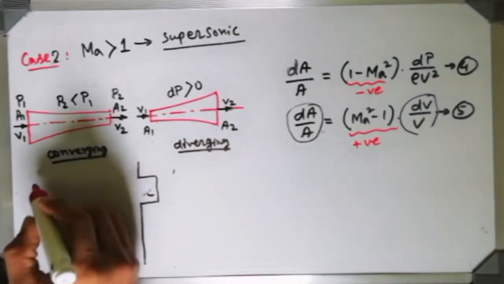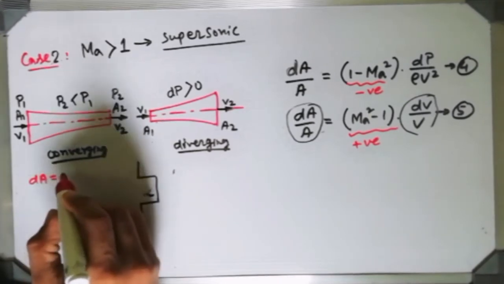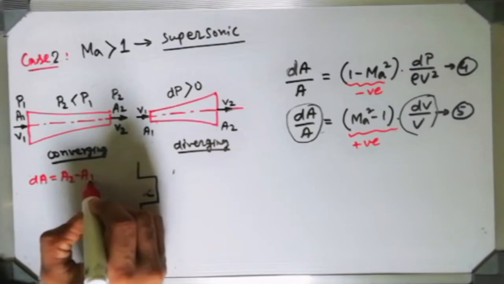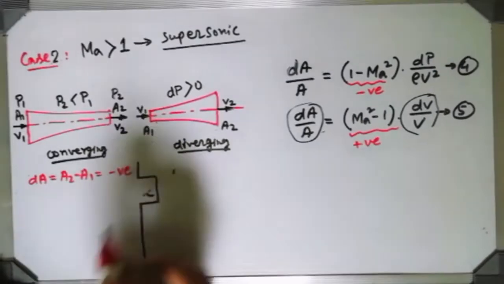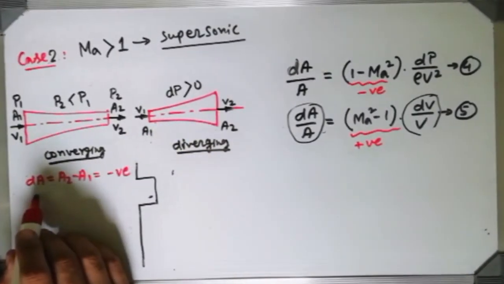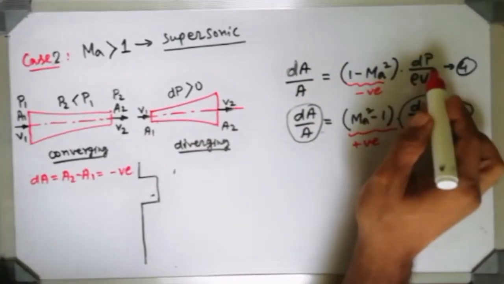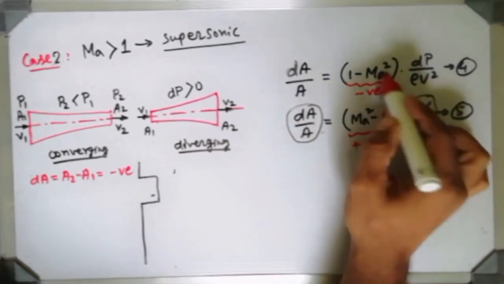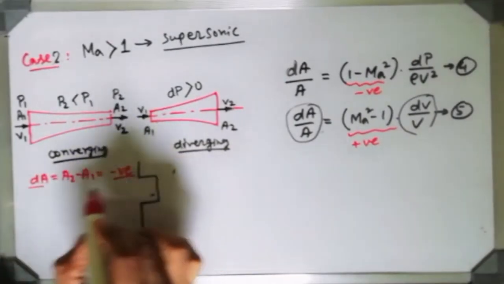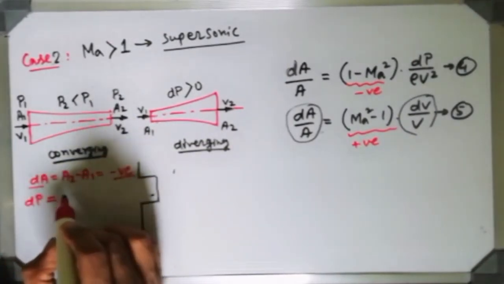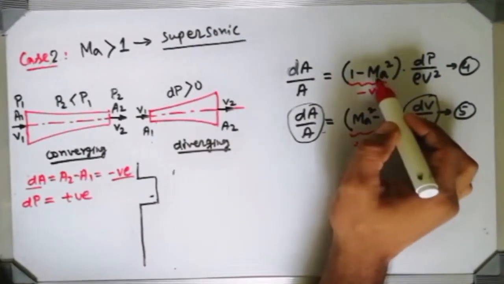Now here I have shown you that dA, that is the change in area, that is A2 minus A1, and A2 is smaller, so it is giving a negative value, as I have told you. So if dA is negative, now see from equation 4, dA and dP are working oppositely, because this parenthesis part is giving you a negative value. That means if dA is negative, then dP will be positive. Why? Because this parenthesis part is giving you a negative value.